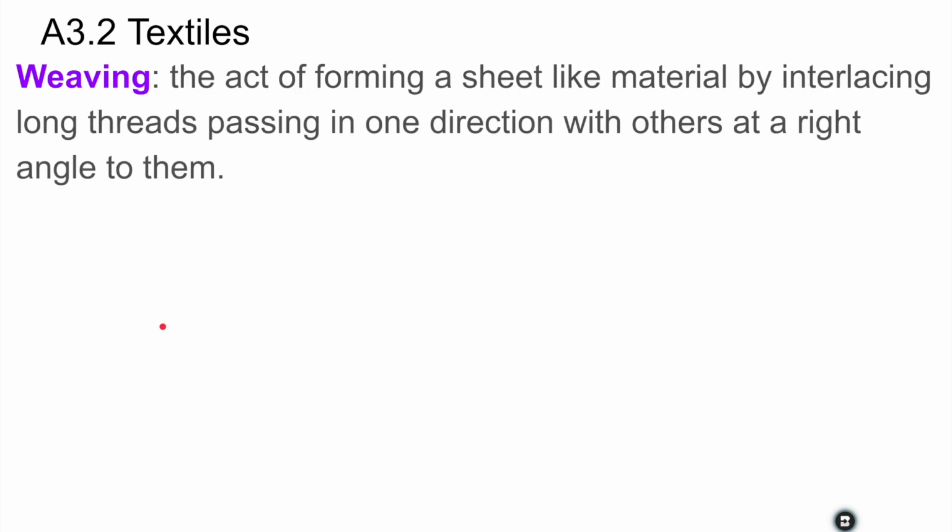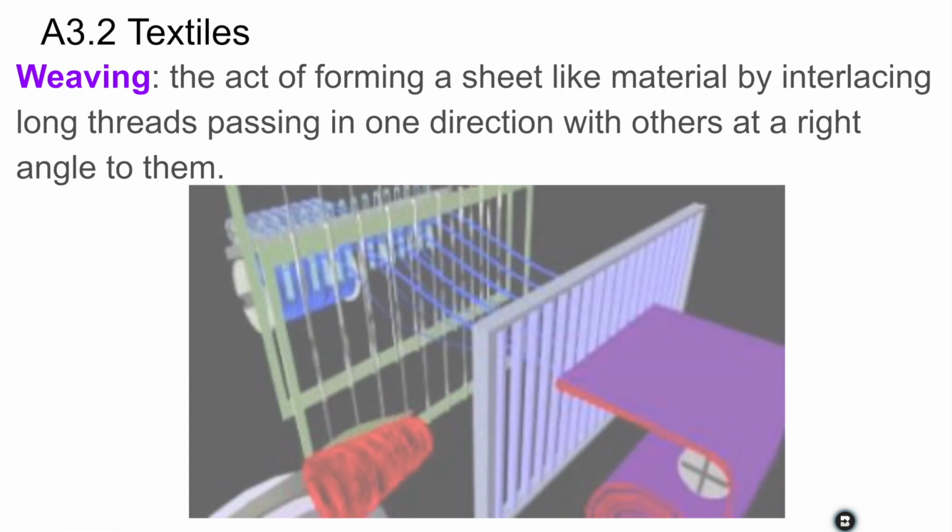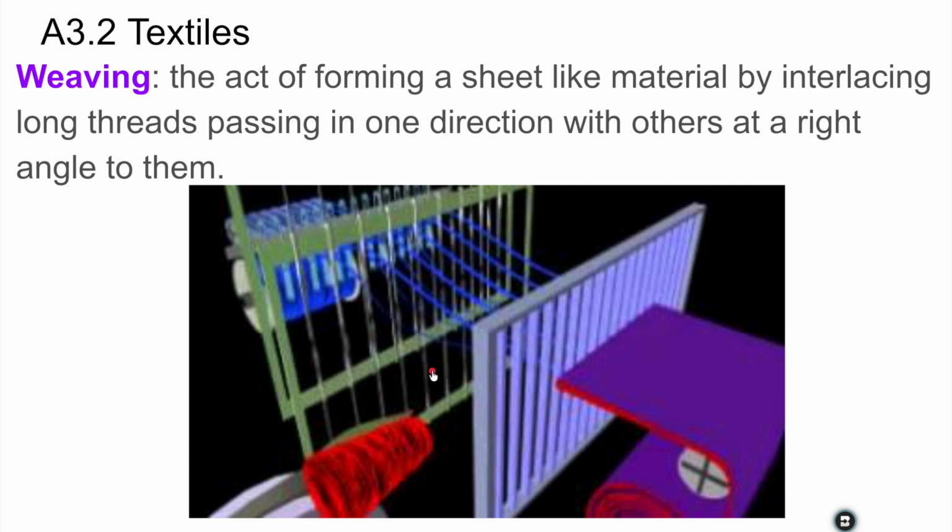Once you have your yarn, then you need to actually weave. And so weaving is the act of forming a sheet-like material by interlacing long threads passed in one direction with others at a right angle to them. Please watch this video. It'll show you the process of how weaving works.